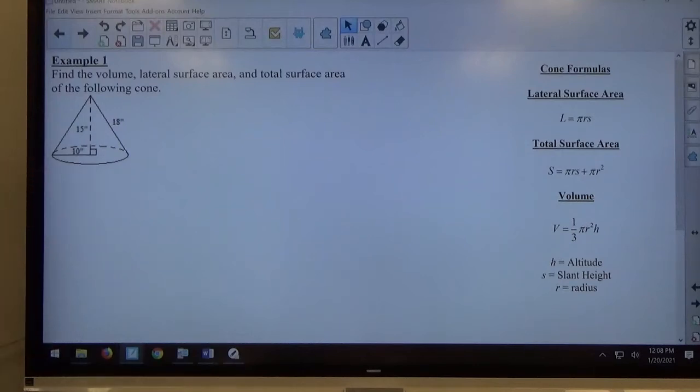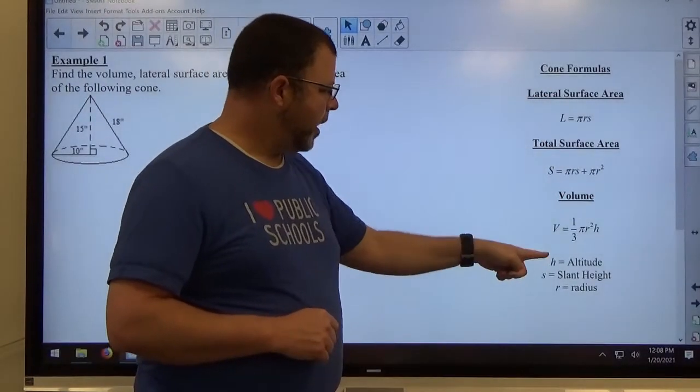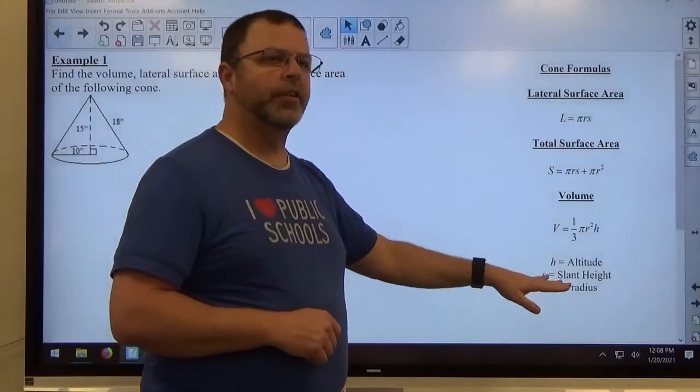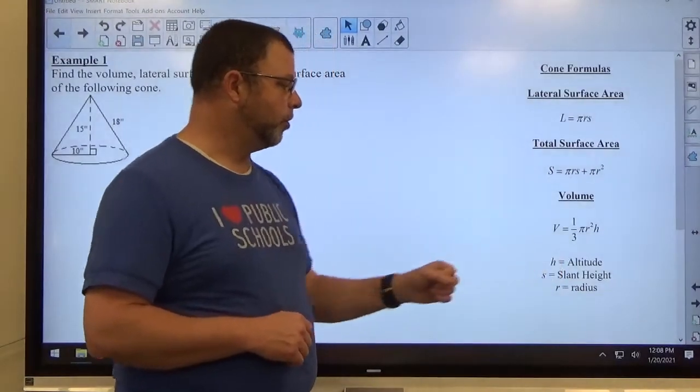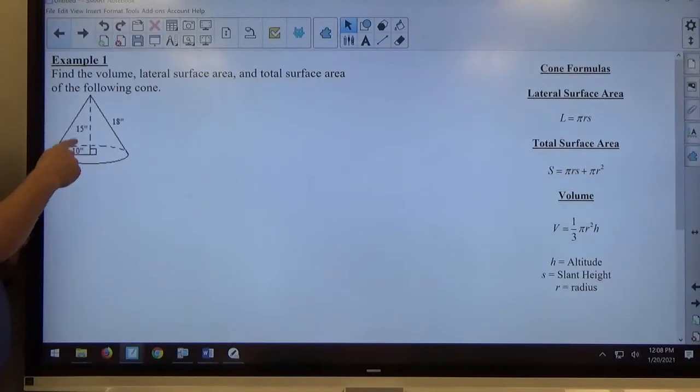With cones today. Find the volume, lateral surface area, and total surface area of the following cones. So basically, the things we would be asked for in this section about three-dimensional space: surface area, lateral surface area, and volume. We have all our formulas right here that are on your sheet. And the only thing we have to consider is the dimension of this thing, the altitude, which is the distance from the base to the tip of the cone.